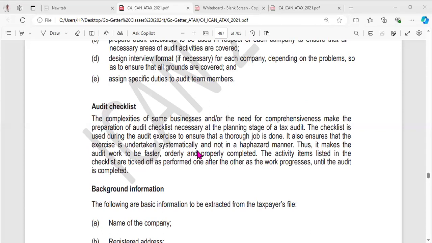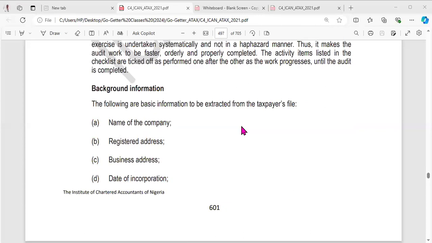Now, what are some of the background information? We said the name of the company, registered address, business address. Now, what's the difference between registered address and business address? These two are different. Registered address is what you give to the CAC when you are registering the business. What you also give to the FIRS when you are filing tax is the business address. So you can be asked to enter the two. Enter your registered address where you give the CAC, what is in your CAC certificate. Business address is normally what is in your receipt, what is in your invoice, where you are now operating from.